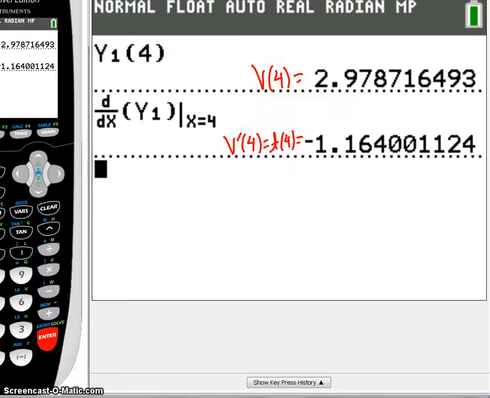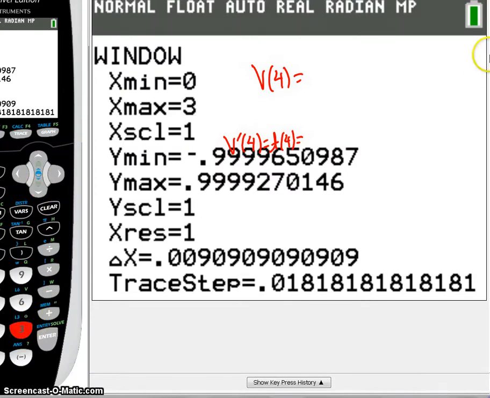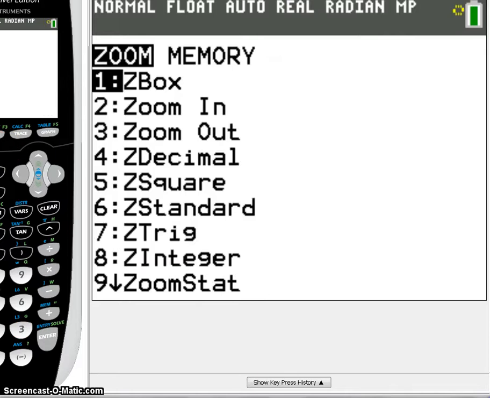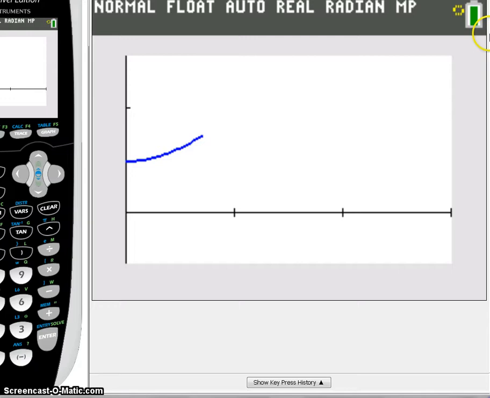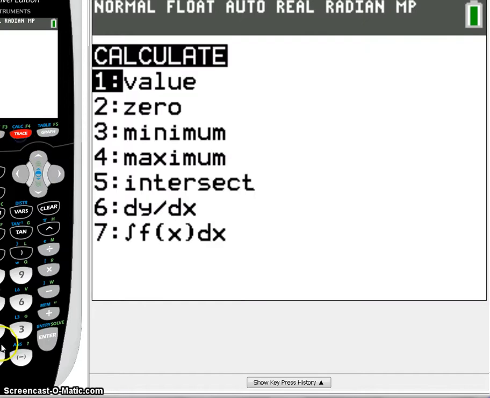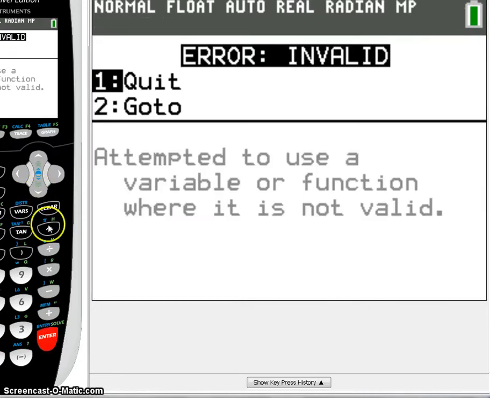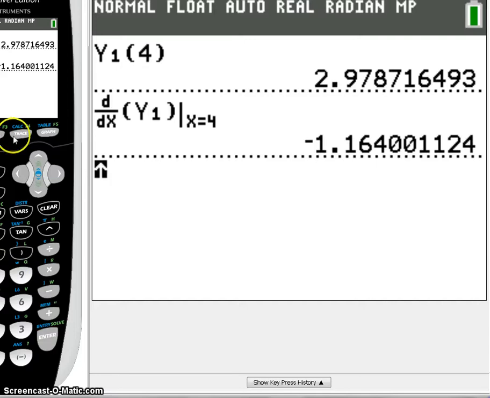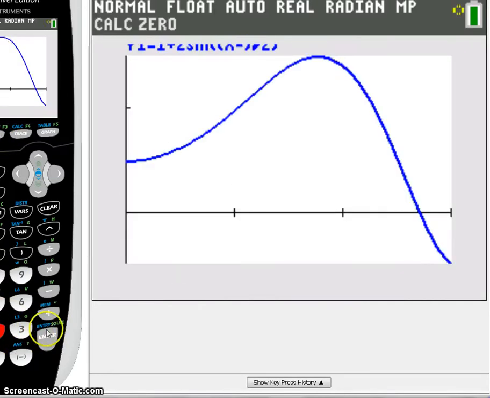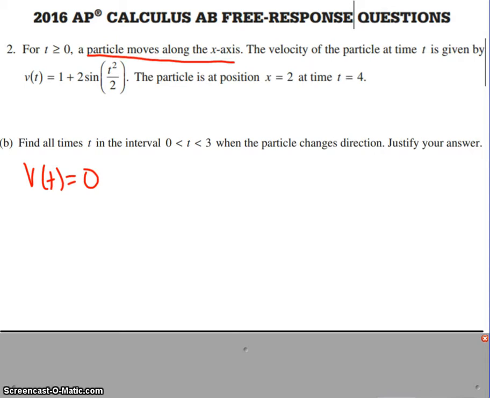Going back to our graph, and remember the window is from 0 to 3. So we're going to go ahead and change our window. And we are looking for when v of t equals 0, basically where it crosses the x-axis as zeros. It only crosses there, so let's go ahead and find the 0. Okay, so the 0 is at 2.707, and notice that it goes from a positive to a negative. So because it changes sign, it changes direction.